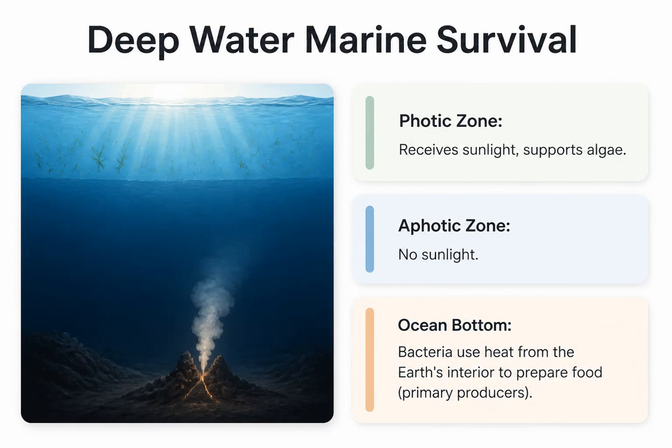You might wonder, if sunlight is the main heat source, how do organisms survive at the very bottom of the ocean where it is pitch black? The photic zone, where sunlight penetrates, is only a few hundred meters deep. Below that, there are no photosynthetic primary producers. Instead, bacteria at the seafloor use the heat supplied by the Earth's interior to prepare food. These chemosynthetic bacteria become the primary producers that support a wide-ranging deep-water ecosystem.